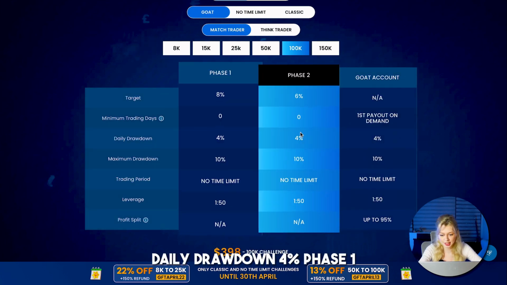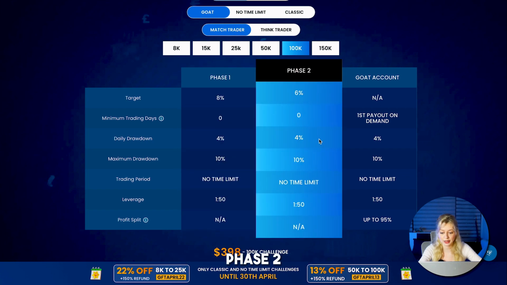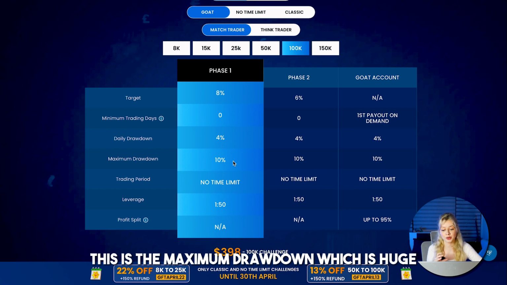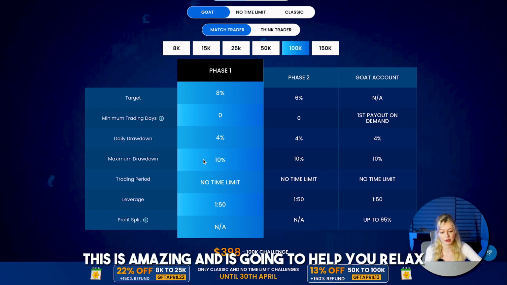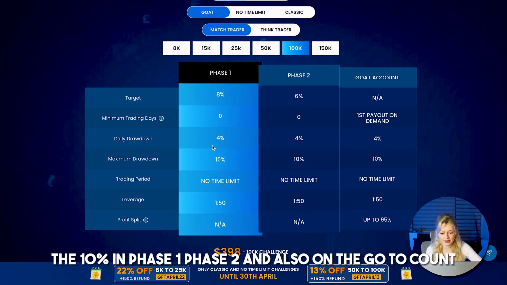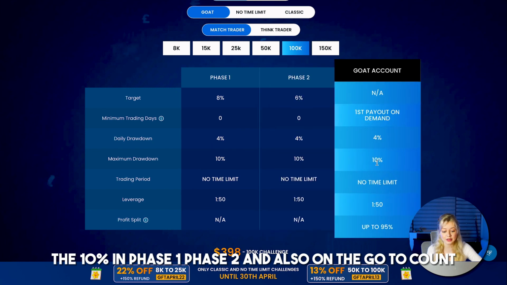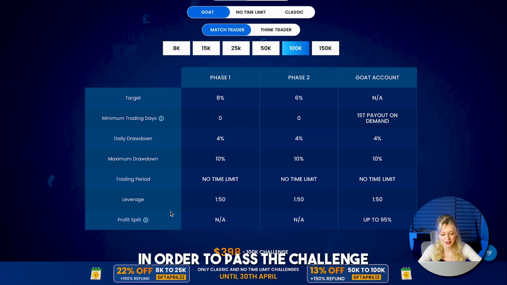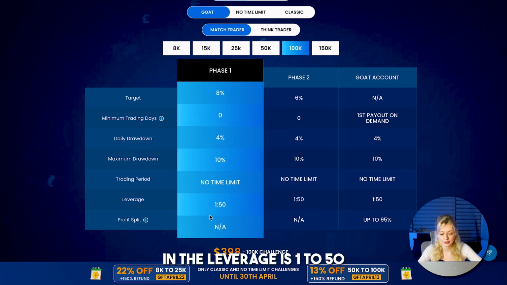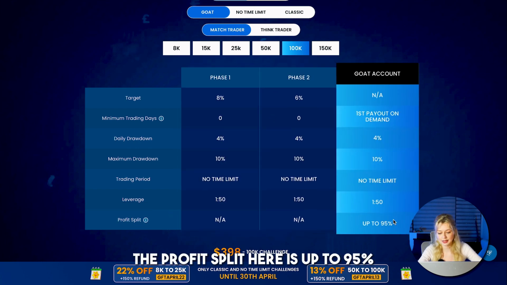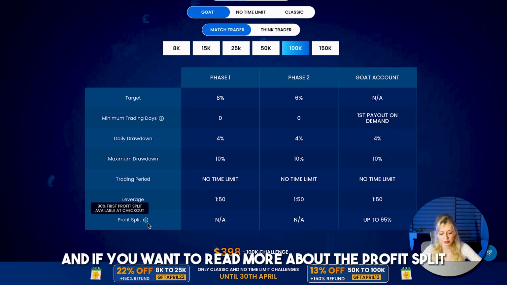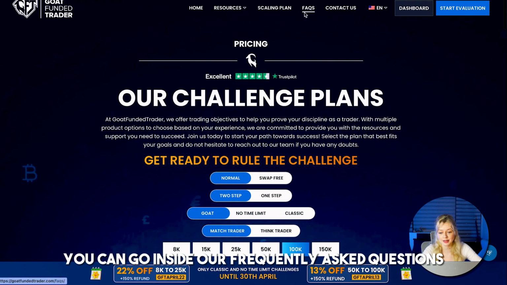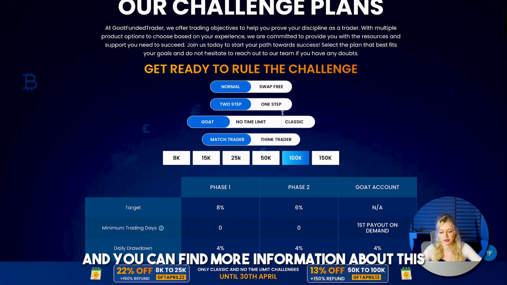Daily drawdown 4%, phase 1, phase 2, and also when you're going to receive the live account. This is the maximum drawdown, which is huge. This is amazing, and it's going to help you a lot, the 10% in phase 1, phase 2, and also on the Goat account. Remember that you have no time limit in order to pass the challenge, and the leverage is 1 to 50. The profit split here is up to 95%, and if you want to read more about the profit split, you can go inside our frequently asked questions and you can find more information about this.